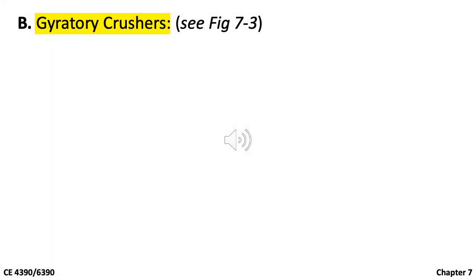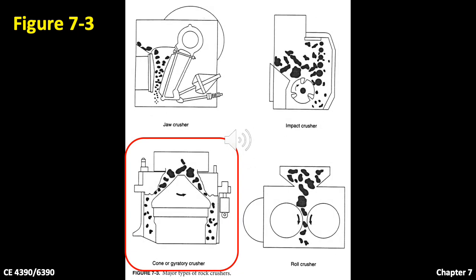Section B, gyratory crushers. Please note that in figure 7.3 of your textbook, the figure in the bottom left is captioned as cone or gyratory crushers. This is wrong. This is a cone crusher, it is not a gyratory crusher. So I will discuss how to distinguish these two crushers later.